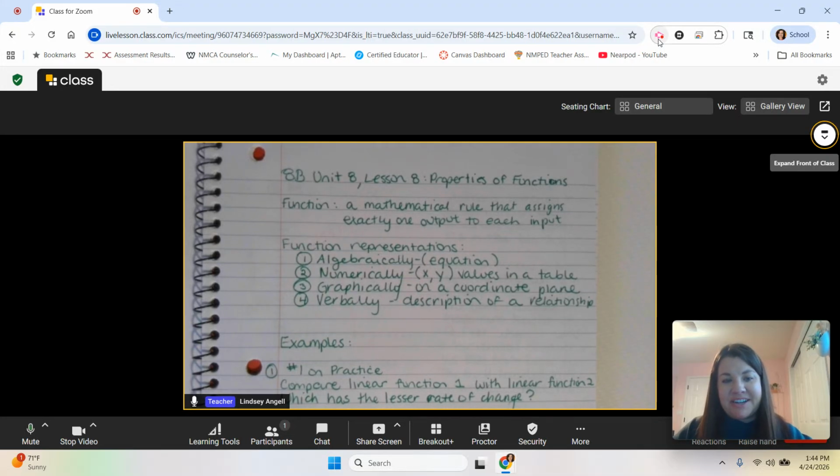So, as a reminder, a function is a mathematical rule that assigns exactly one output to each input. Okay, so we talked about it like it's a machine, right? So keep thinking in terms of that.